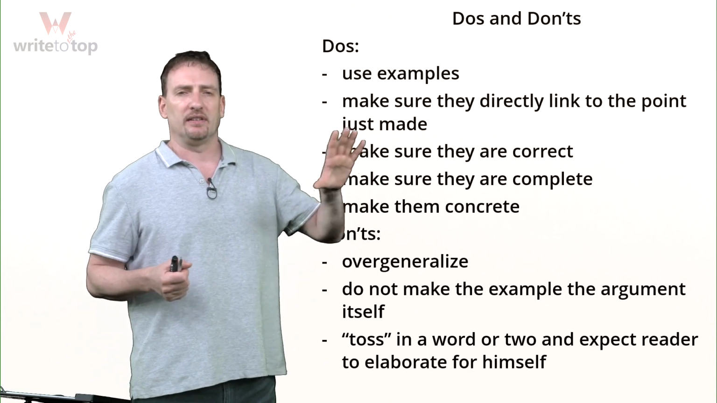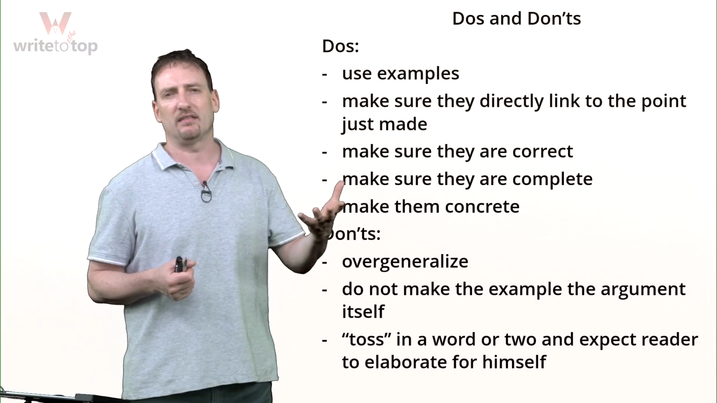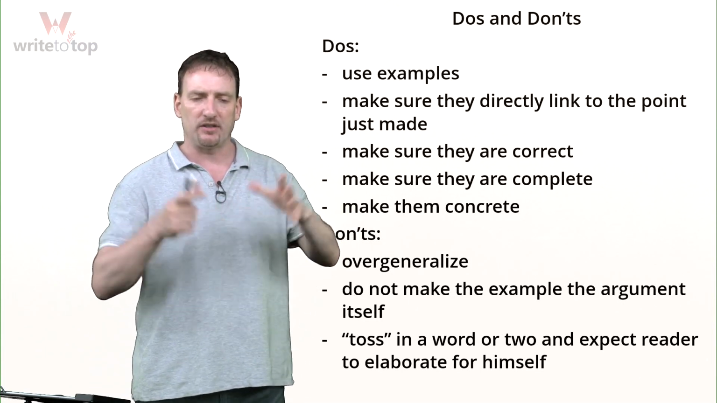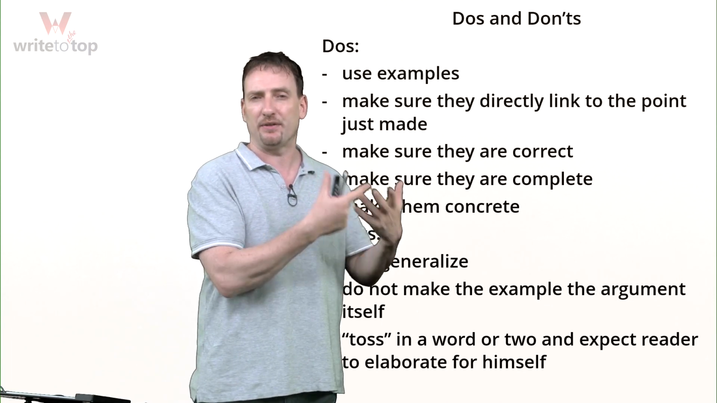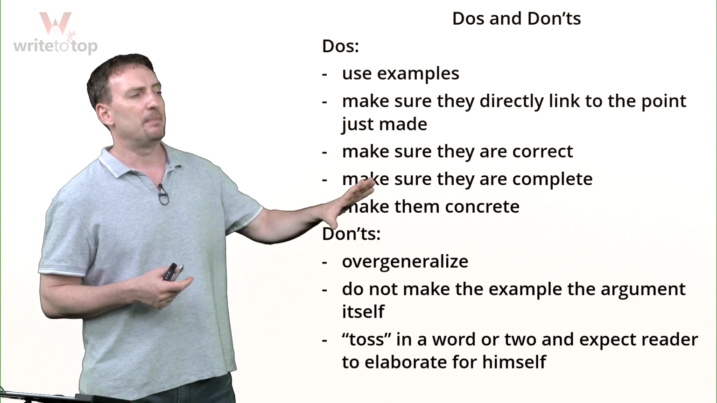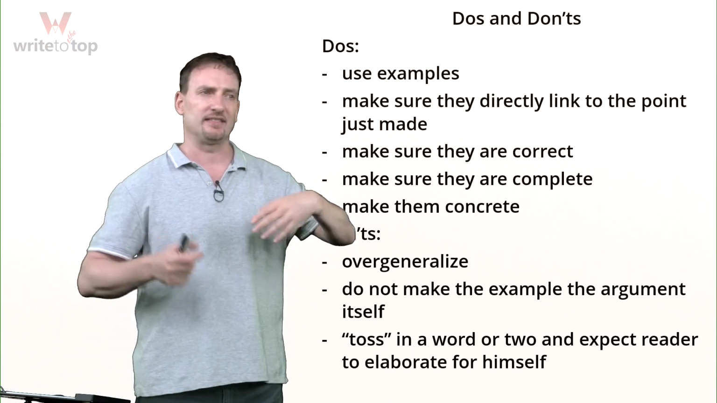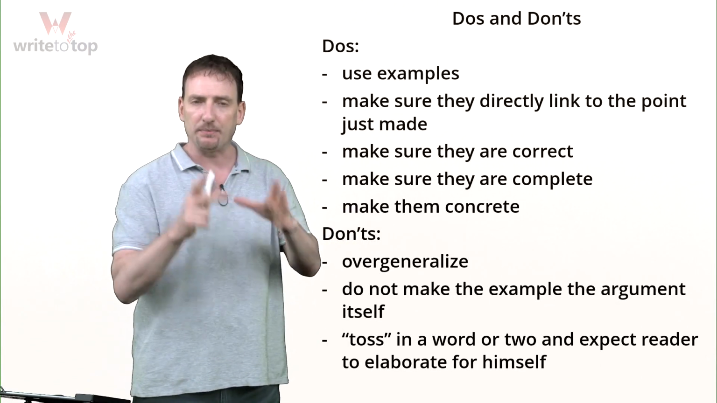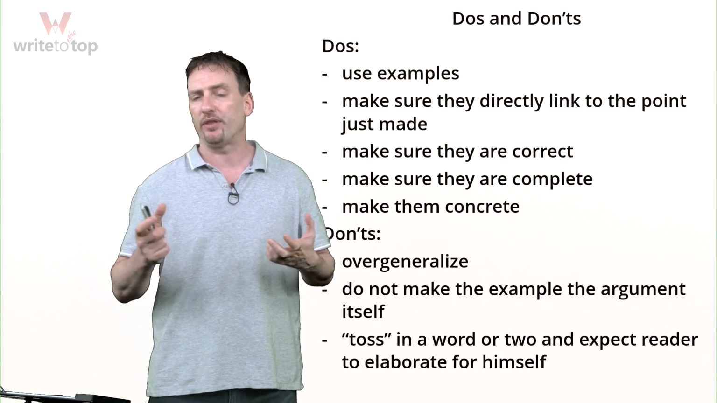Make sure they are complete. Don't just say one word and hope that the reader can elaborate in his or her own mind. Make sure that your example is complete so that I can understand the example, how the argument works. And make them concrete. Don't be vague, don't be abstract, don't just say general things like language. Say French, say Arabic, say Chinese. Say something specific and concrete so that I can make the connection with the argument.